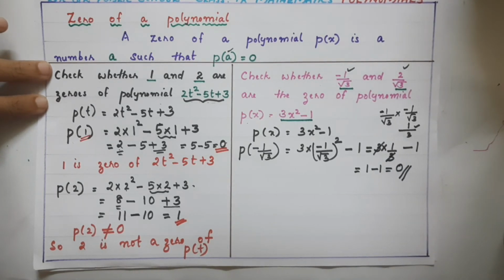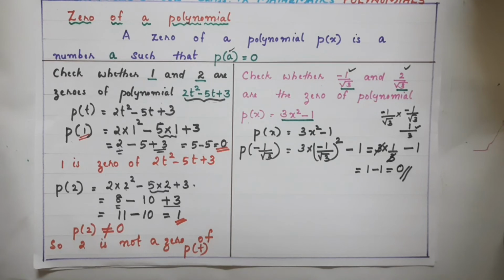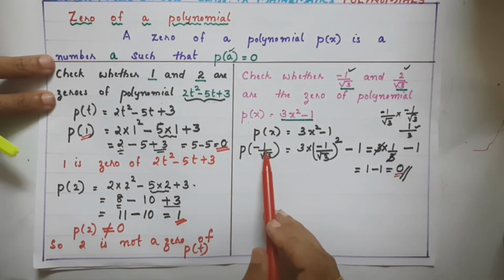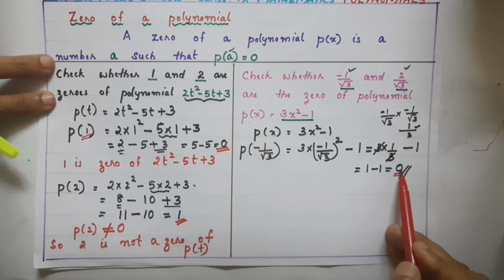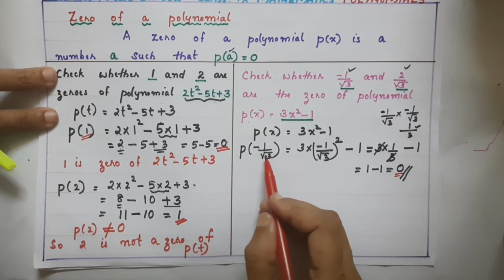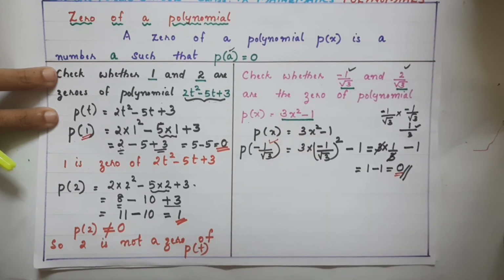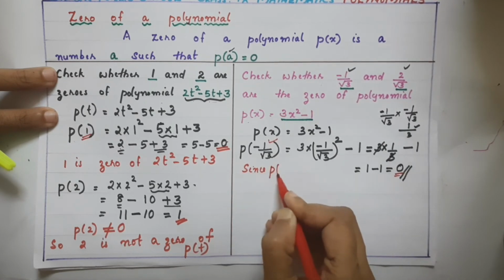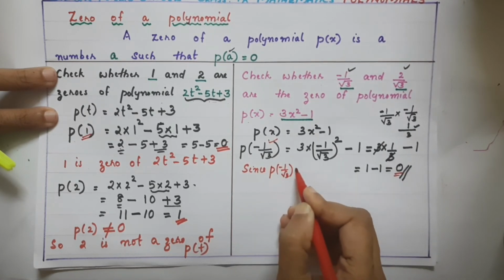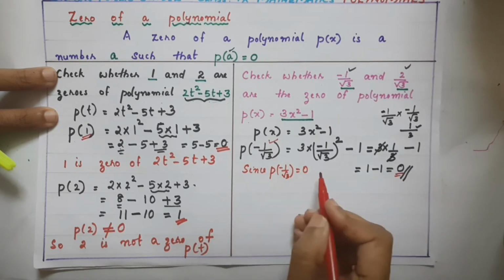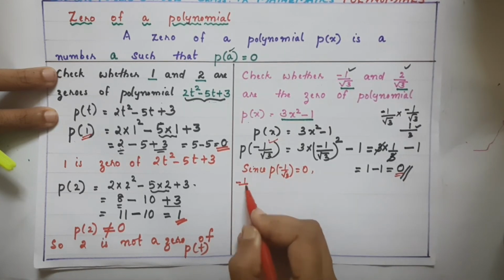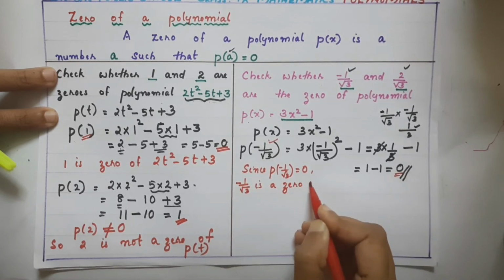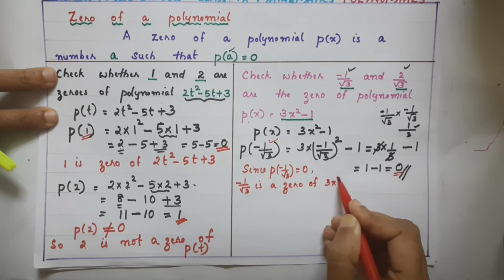So what you can conclude? We got the polynomial value as 0, isn't it? So when we put minus 1 by root 3, the polynomial value is 0. So what we can say? It is a 0 of this polynomial. So what we can write? Since P of minus 1 by root 3 equal to 0, what we can say? Minus 1 by root 3 is a 0 of 3x square minus 1.